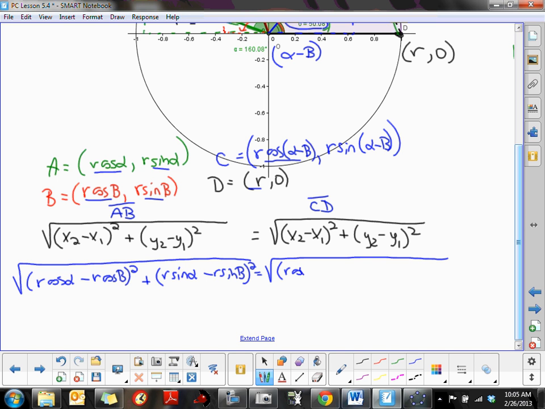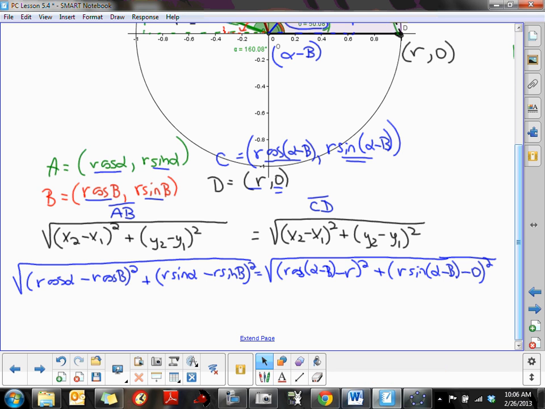the difference in the x-coordinates are r cosine of alpha minus beta minus r, that has to be squared, plus, and then on the y-coordinates, it's r sine of alpha minus beta minus 0 squared. Extend that line, and this is the distance formula that we're working with.